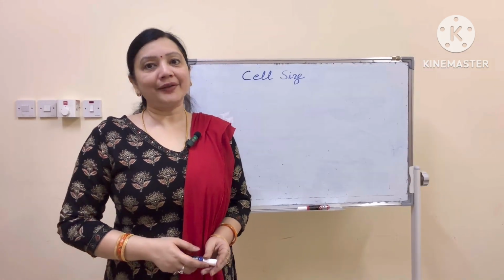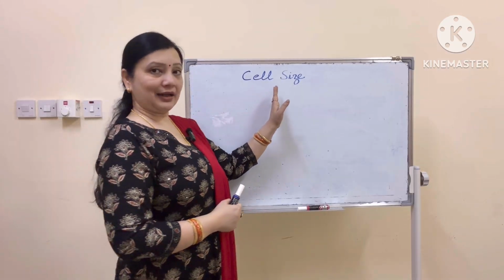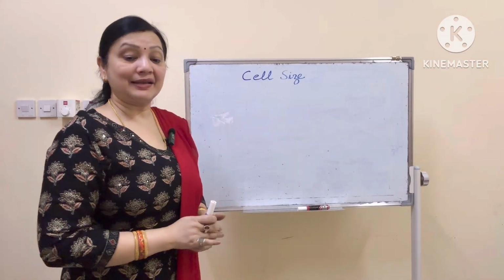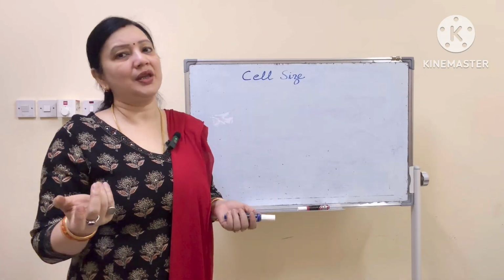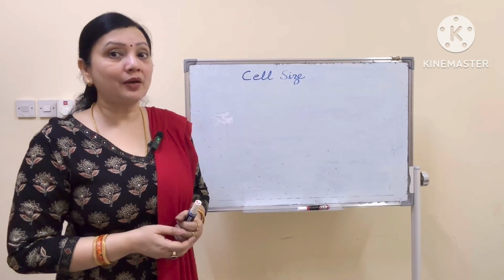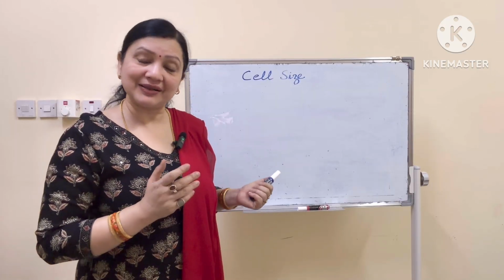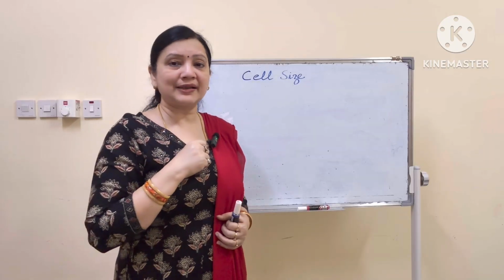So here is another episode from the lesson Cell, and in this we will be studying about cell size. What is the size of a cell and can we see it? No, we cannot see it because it can be seen only through a microscope except the largest cell. But we can at least imagine how small the cell is.